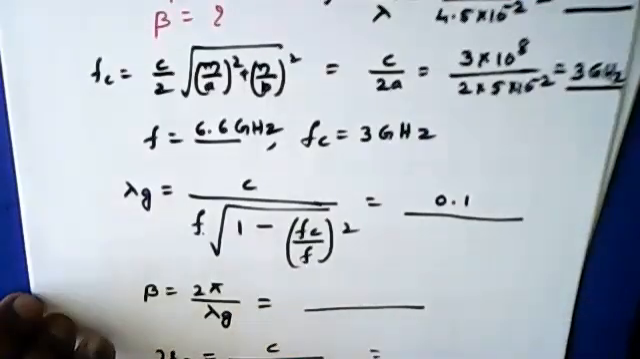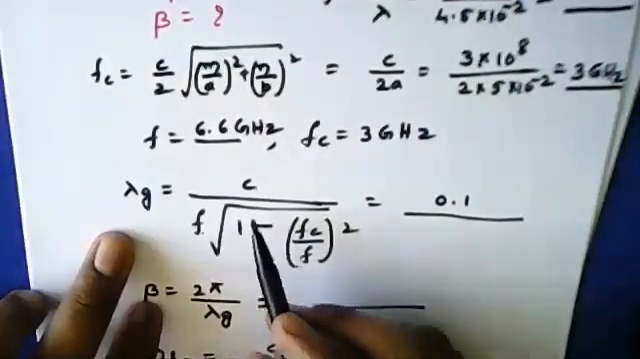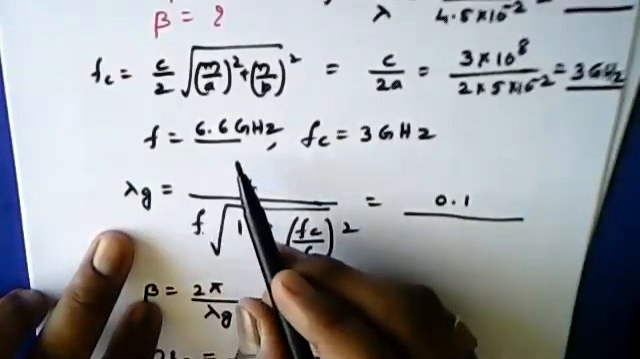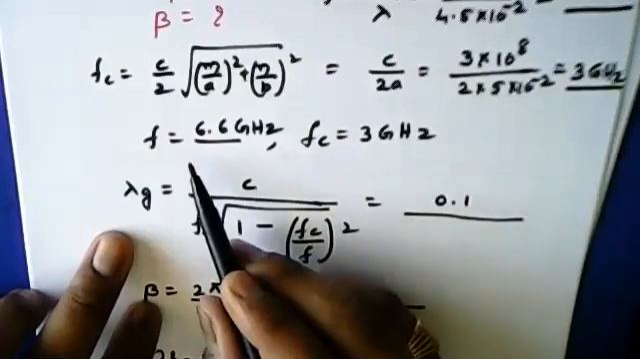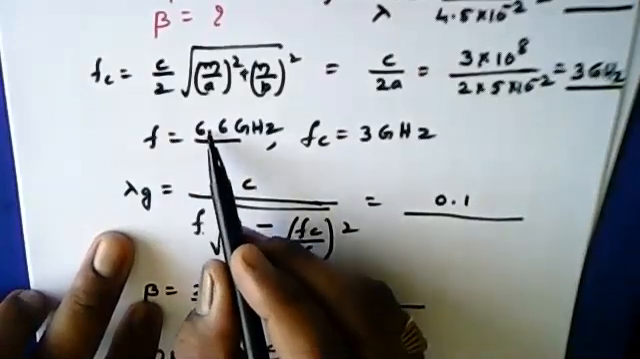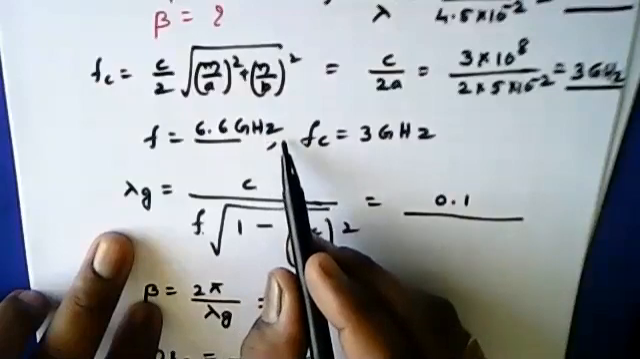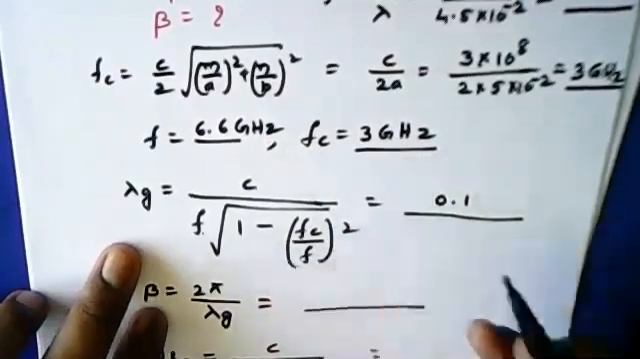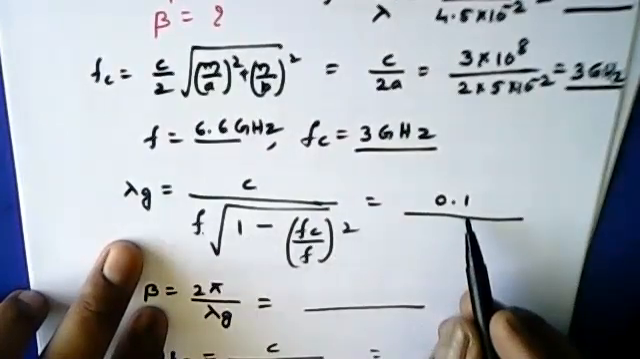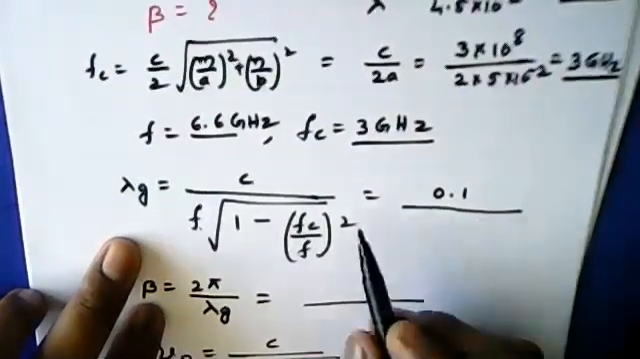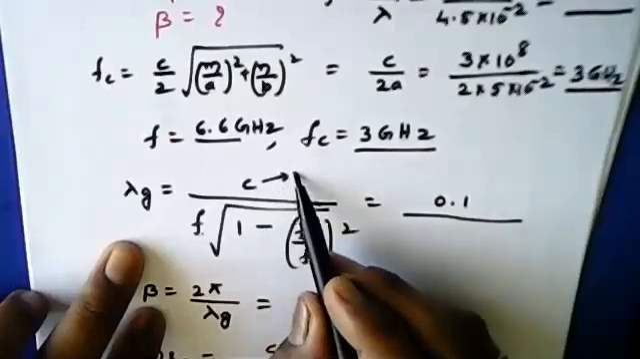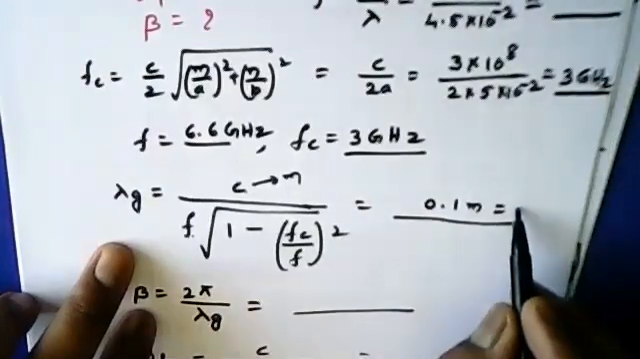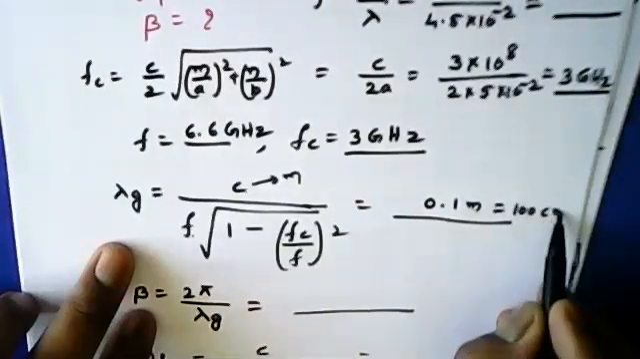Okay, now I'm going to verify the answers from your side. Yes, I'm getting a good response where it is found in the chat box that the frequency has been solved and given as 6.6 gigahertz, and fc we have got as 3 gigahertz, and lambda g has come out as 0.1, where we have used the velocity of light in terms of meters, so it will be in meters only. 0.1 meters in the sense it is 100 centimeters.